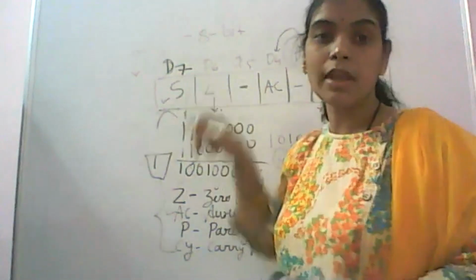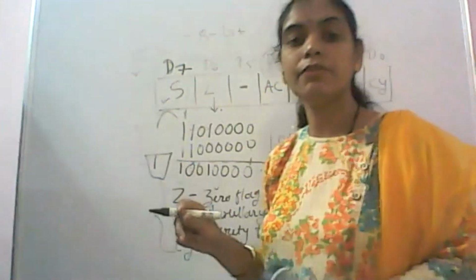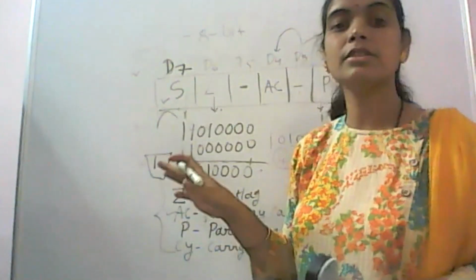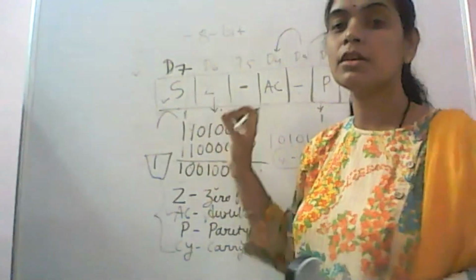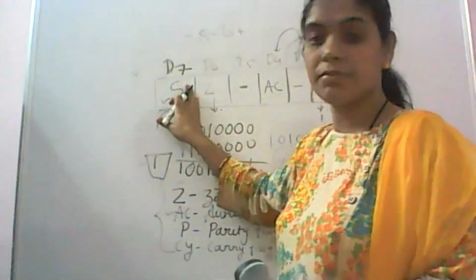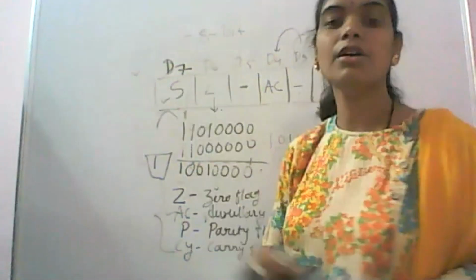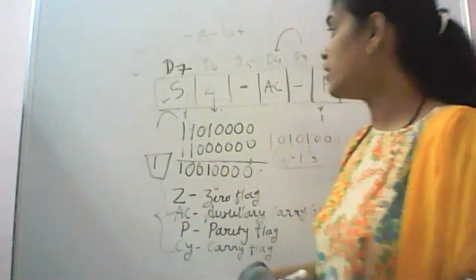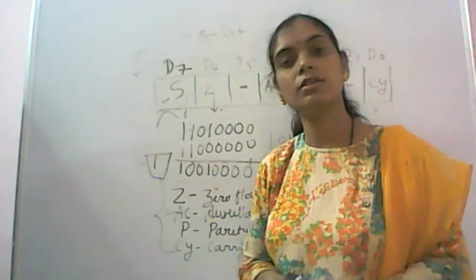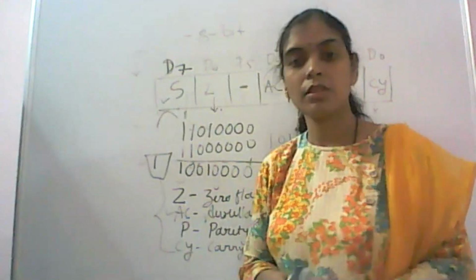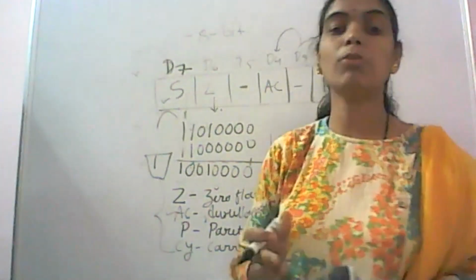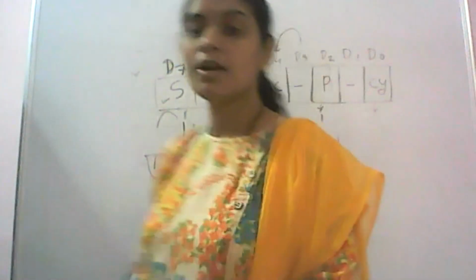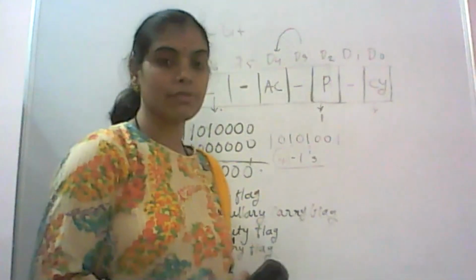Okay. The carry flag is set if the result of arithmetic operation results in a carry from bit position D7. Otherwise, it is reset. This flag is also used to indicate borrow condition during the subtraction operation. This is about the flags in 8085.